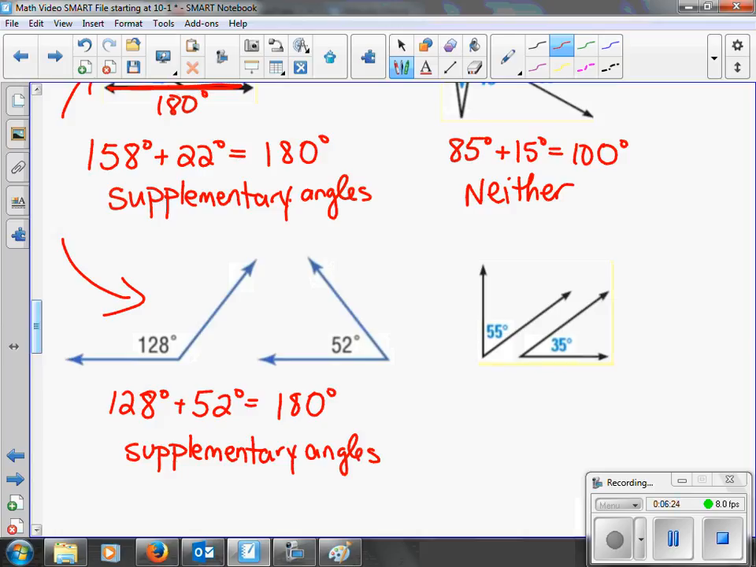And now this pair here is a little different. Let's see what they add up to be. We have 55 degrees plus 35 degrees. Yes, you're writing this problem down so you can see how you got your answer. 5 plus 5 is 10. 5 plus 3 is 8, plus 1 more, 90. So here we actually have complementary angles.